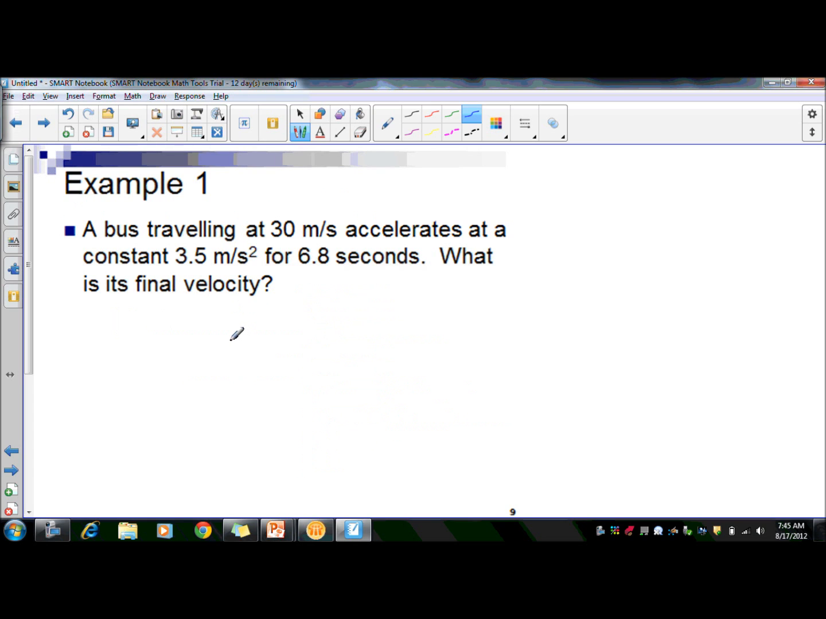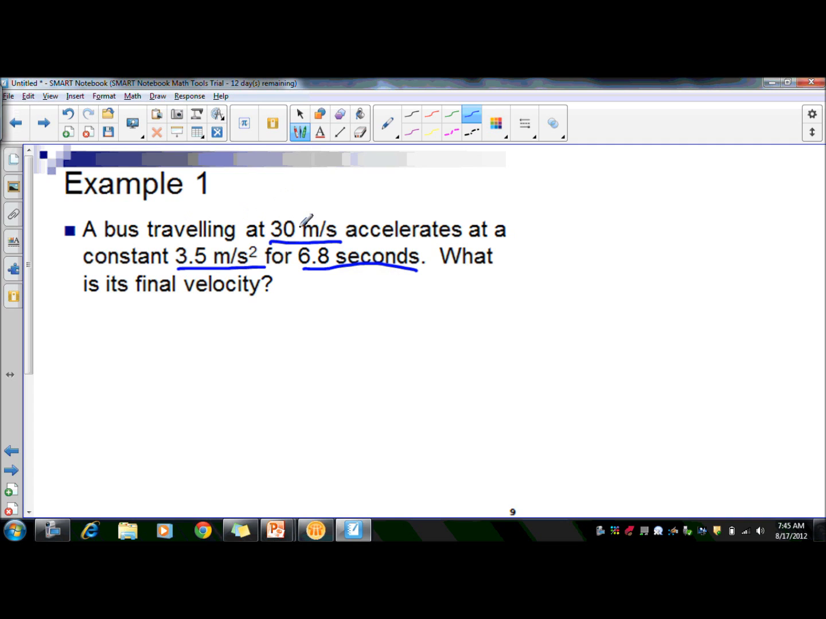So example 1, it says a bus traveling at 30 meters per second accelerates at a constant 3.5 meters per second squared for 6.8 seconds. What is its final velocity? So the reason why I did the underlining is because honestly it helps to know where your numbers are. Once you have them underlined, you can then label your givens, which is step 1 in the GUESS method.